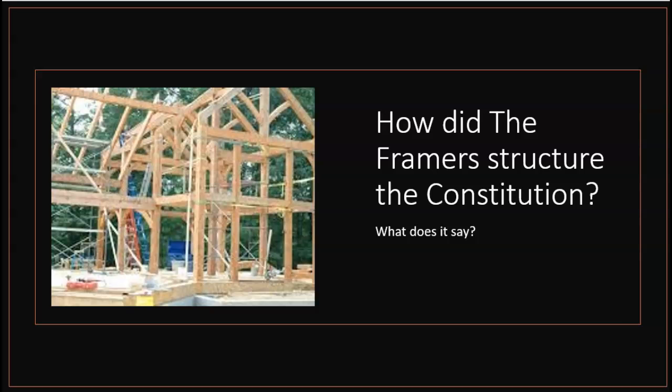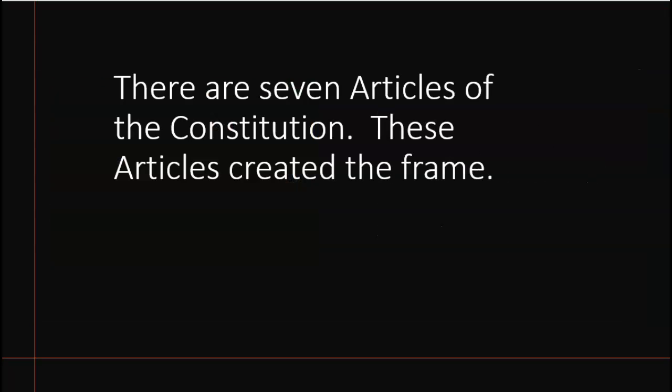Okay, now that the framers decided what they wanted in the Constitution, what rights the states would have, what rights the federal government would have, what rights they would both have, they had to figure out how they were going to write the Constitution to make these things happen. So they wrote 7 articles of the Constitution.